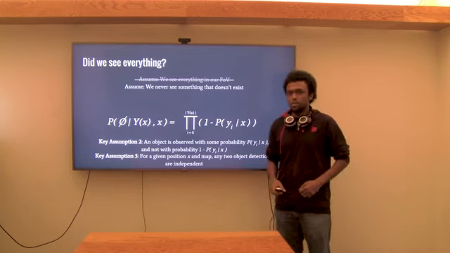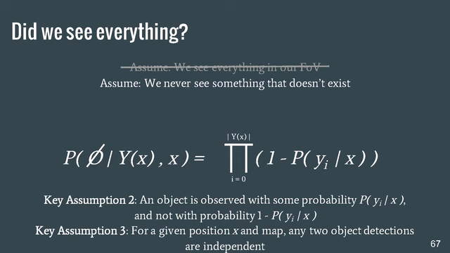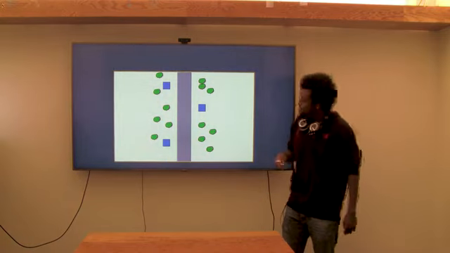Independence means we can multiply our probabilities successfully. So if we just don't want to see any of the objects, we just take 1 minus the probability of seeing the object for all the objects in the scene. Alright.